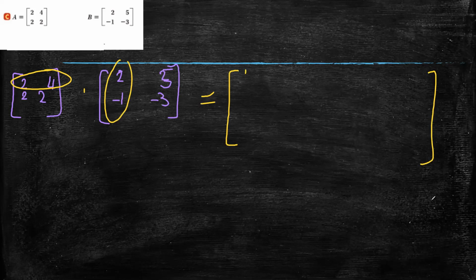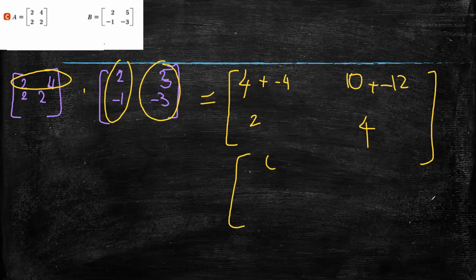Two times 2, 4. 4 times negative 4, negative 4. 2 times 5, 10. 4 times negative 3, negative 12. 2 times 2, 4, plus negative 2, 2. And 2 times 10, 10 minus 6, 4. Look at them: 0, negative 2, 2, 4.